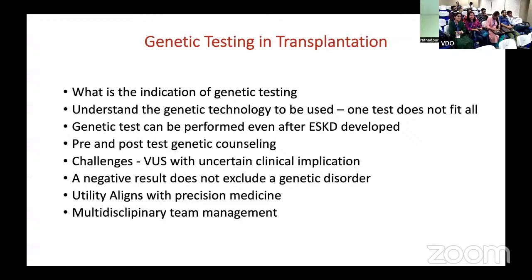Genetic tests can be performed even after end-stage kidney disease has developed. You need good pre- and post-test counseling. You need to talk to the parent about these VUSs that are identified, where you're uncertain about the clinical explanation. And a negative result does not give you a guarantee that you've excluded a genetic disorder. Maybe the gene has not been identified.